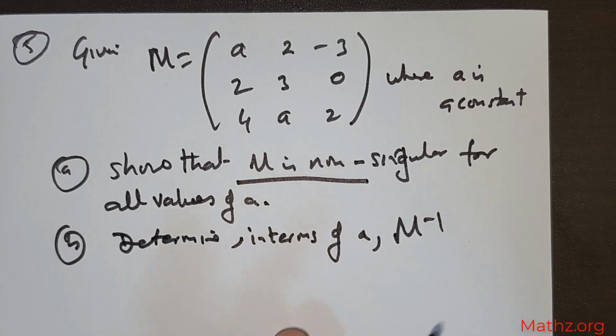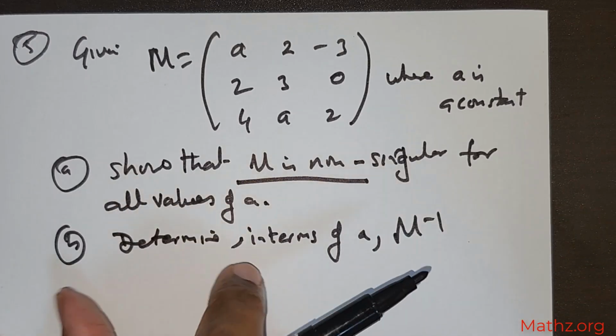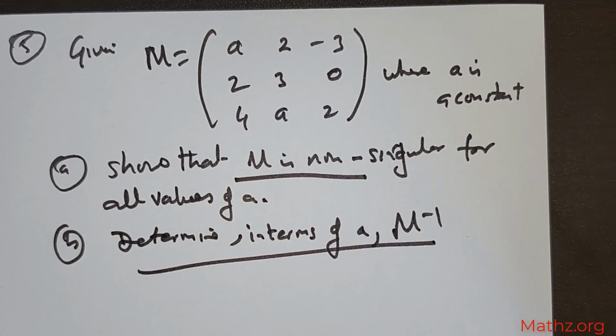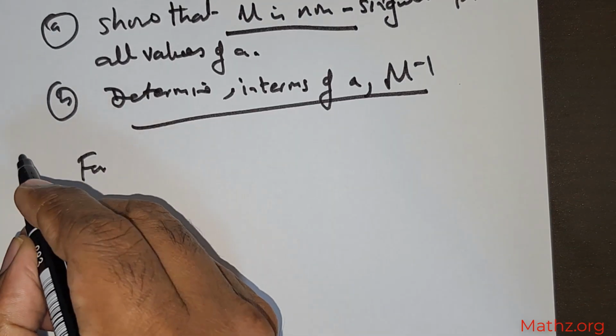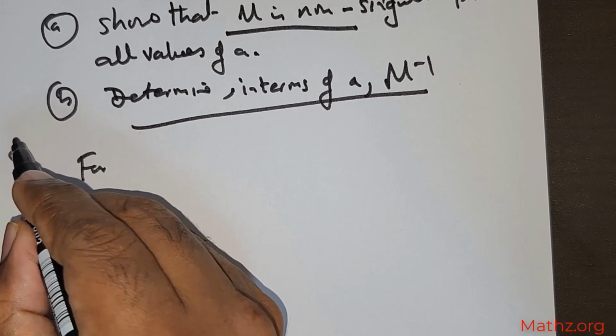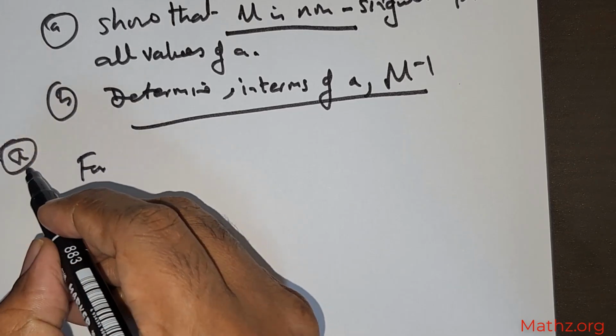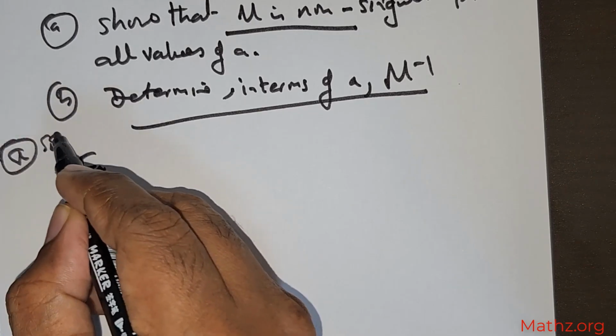We are expected to show that M is non-singular. So this is the first part. The second part is we are expected to find the inverse of this matrix. Now, let me start off with the solution. Question number 5, part A is the solution.